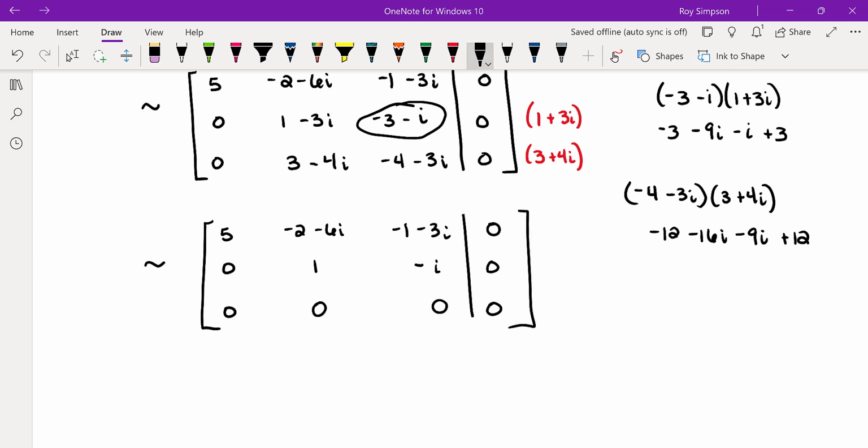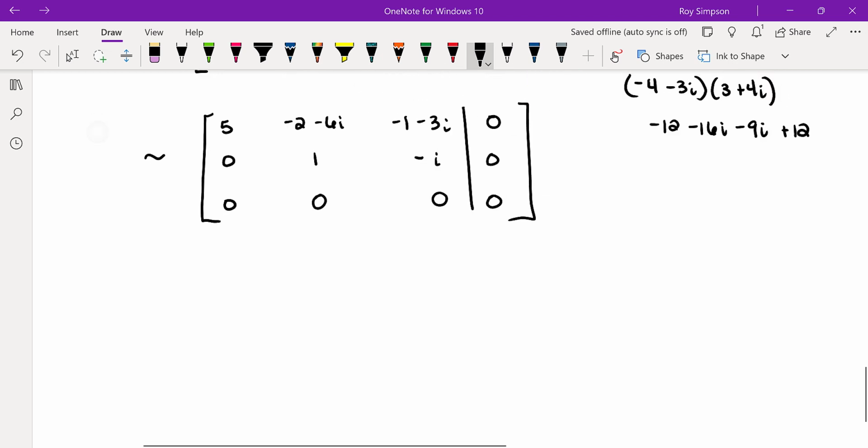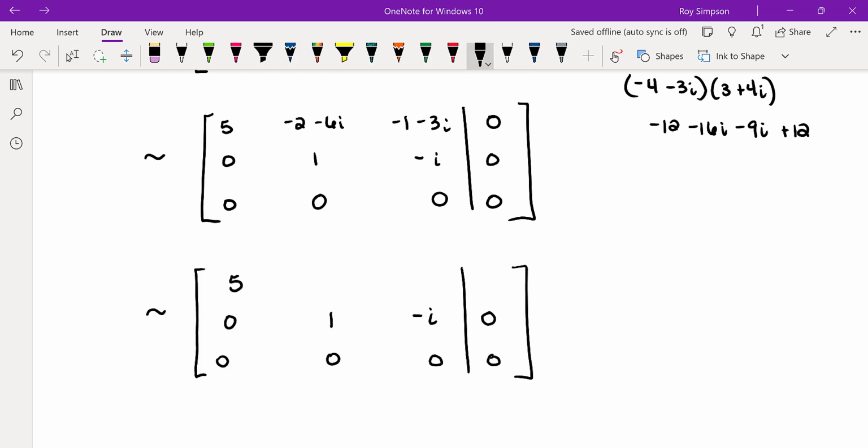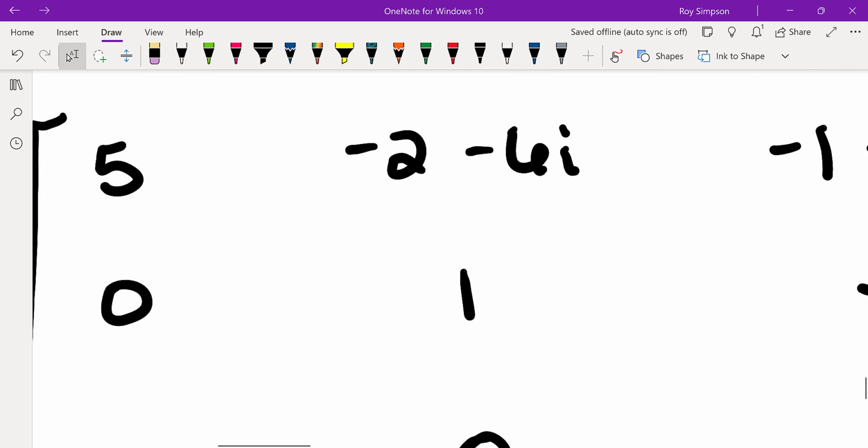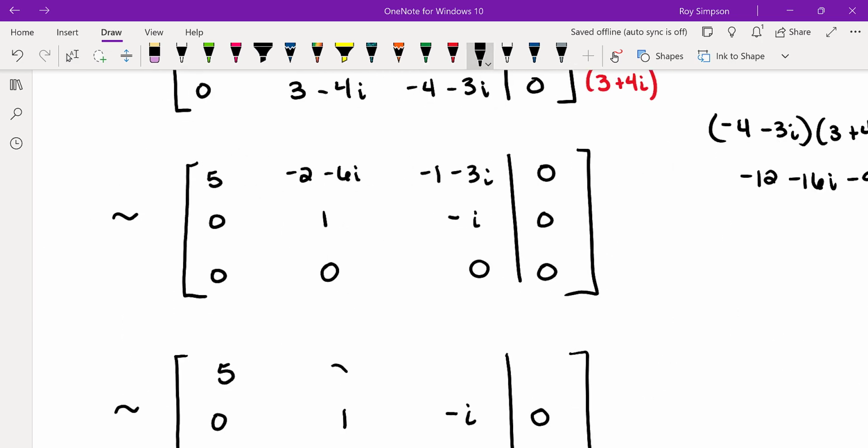And the last little move I'm going to make is the one where I use this entry to kill the one up above. So I'm going to multiply row 2 by 2 plus 6i, and I'm going to add it to row 1. Now, multiplying this entry right here by 2 plus 6i gives me 2 plus 6i, and I add it to -2 minus 6i, that'll give me a 0 by design.